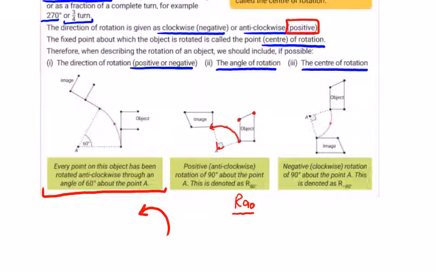Now, we start with the object this time. Let's look at these two. It's coming down this way, so now we're going clockwise, so we're going negative. And again, we're rotating 90 degrees, and this is known as R-90. So rotations are normally 90 degrees or 60 degrees, something simple enough.